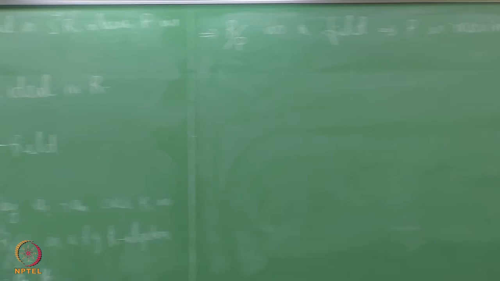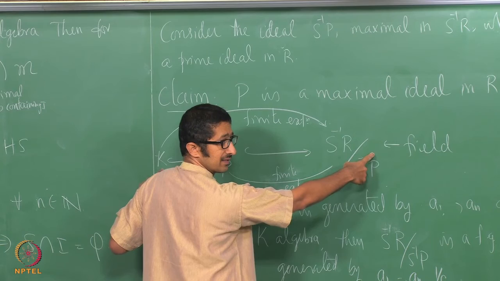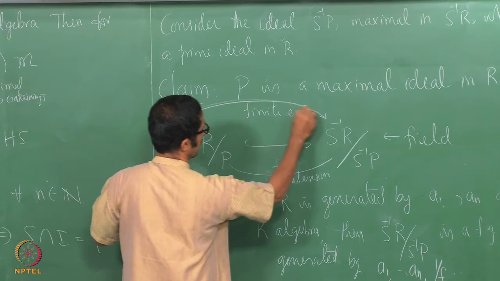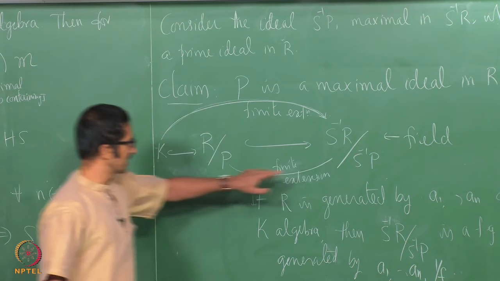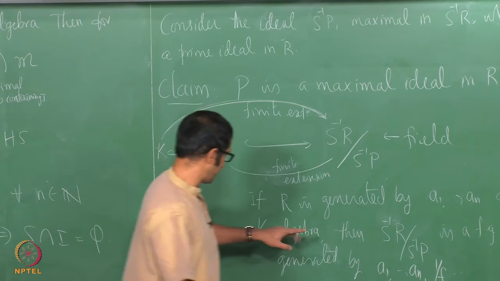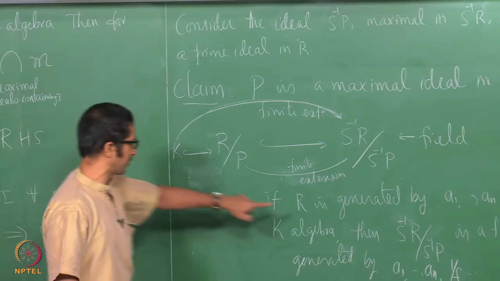This is a finitely generated K algebra, which is a field. Therefore, this is a... which one? Why is it a finitely generated K algebra? That is exactly what I have written. Our assumption is that R is a finitely generated K algebra, okay.